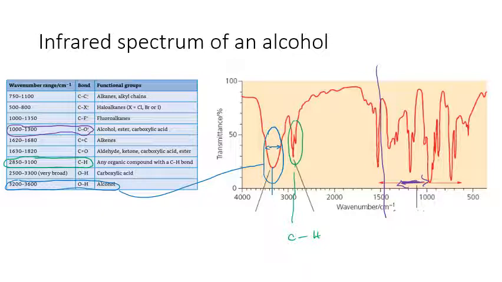Just to recap, the main identifying factor for the alcohol is this peak here, but also the absence of a peak about here, which is a carbonyl group, which we'll see in a minute, which would be present in a carboxylic acid. So there's a look at the alcohol spectrum and how to identify it.